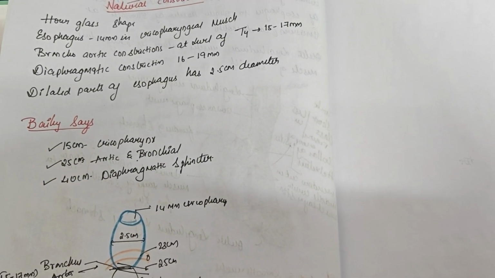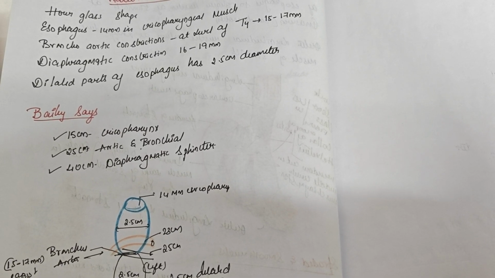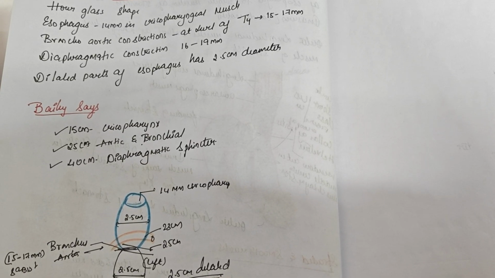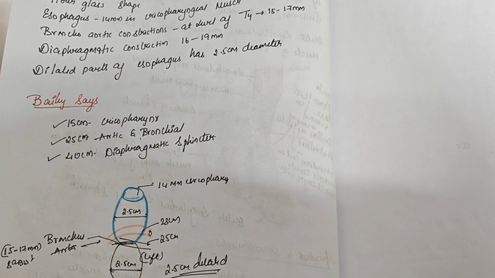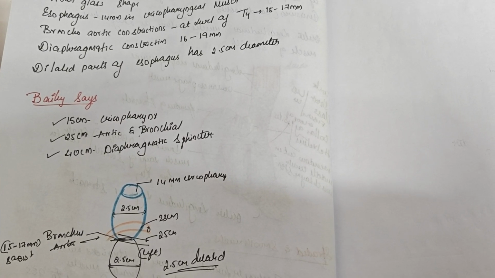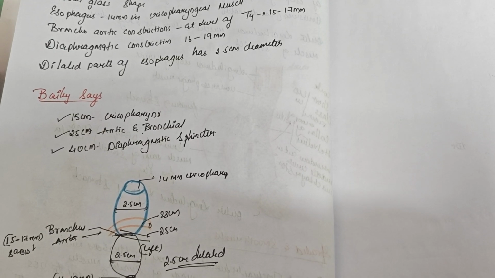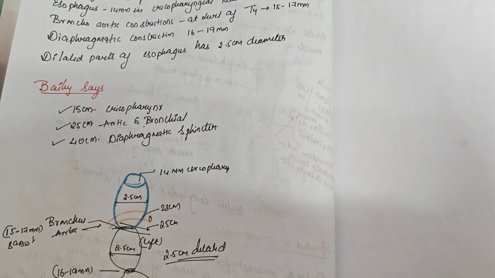Now let us finish this session by speaking about the natural constrictors. It's written that the esophagus is hourglass shaped. You have a constriction at the beginning of the esophagus at 14 mm from the incisors, that is the cricopharyngeus, and you have one more constriction. You have a bronchoaortic constriction at the level of T4, that is 15 to 17 mm, and you have a diaphragmatic constriction of 16 to 19 mm. The dilated parts of the esophagus are 2.5 centimeters.